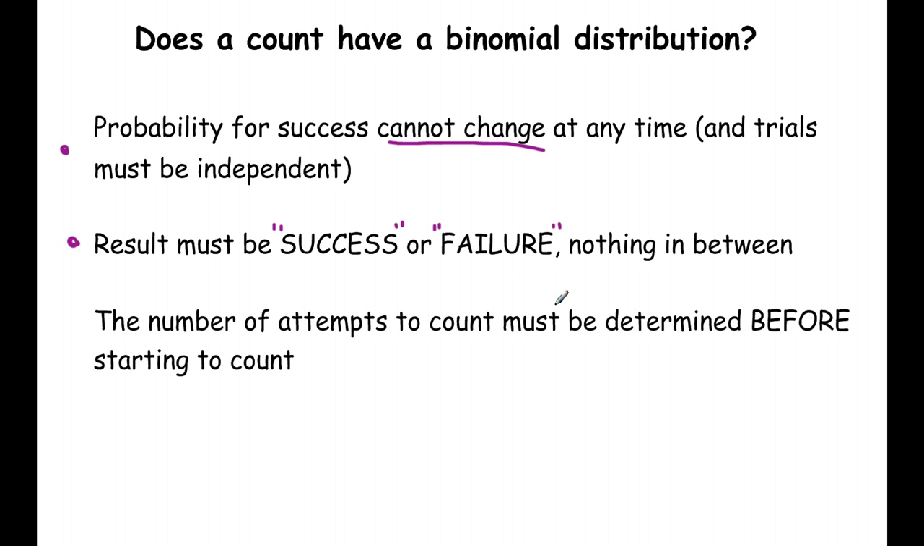Last condition, number of attempts to count must be determined before you start. So if you're going to look at something and consider a binomial distribution, you need to decide how many trials before you start attempting, or how many people to sample. So in the case of number of trials, let's say free throws, I'm going to take 10 free throws right now, and let's see how many I make. Not, oh, I'm going to shoot until I miss. That would be different. That would not meet this condition. Whereas I'm going to take 10 free throws, and we'll see how many I can make. That would be setting the number of attempts or number of trials before we started.